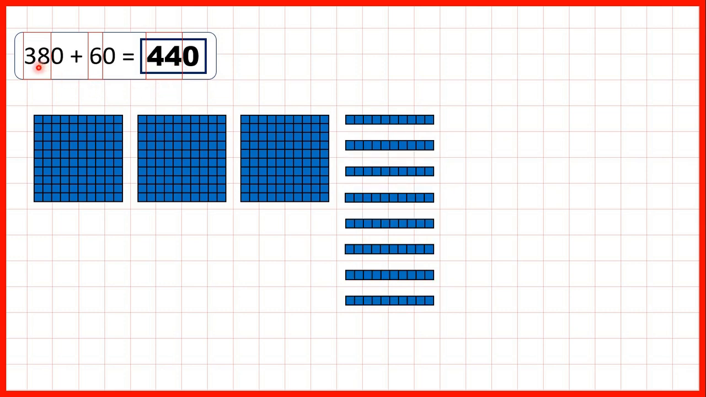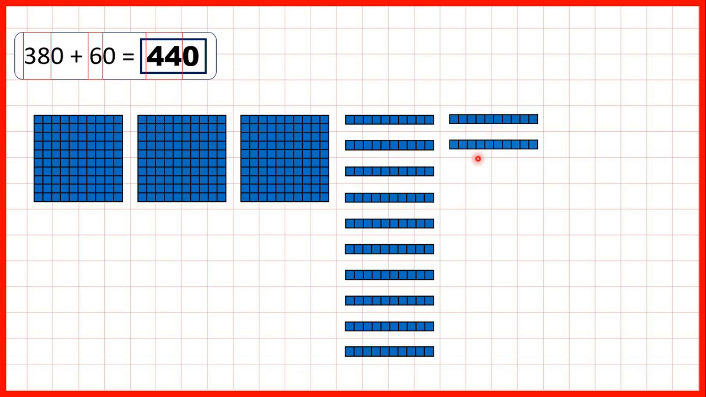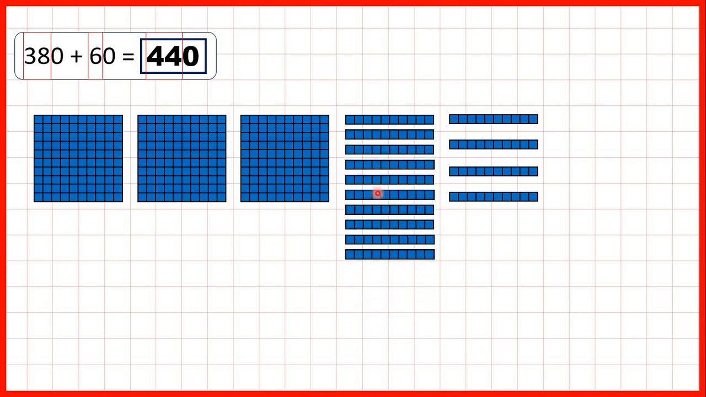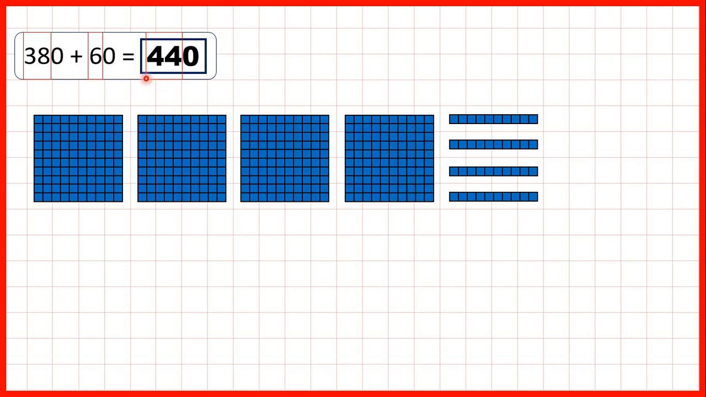And then we started with 380, so that's 3 hundreds and 8 tens, and we were adding 60. So we can add 6 tens. If we add 1, 2, 3, 4, 5, 6 tens, you can see that we have 14 tens, but we can regroup the 10 tens that we have here into 100. So that gives us 4 hundreds and 4 tens, or 440 as our answer.